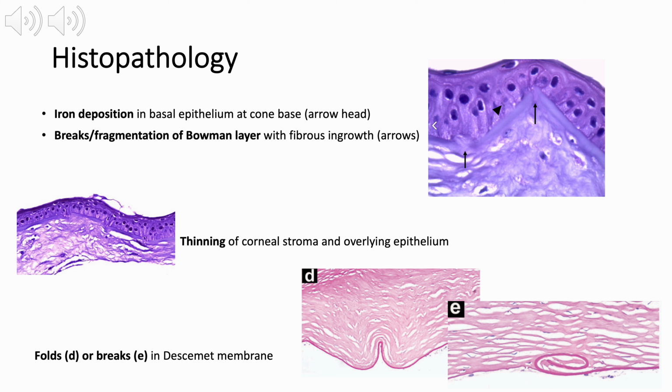In the middle picture on the left, we see thinning of both the corneal stroma and the overlying epithelium. This stromal thinning is progressive and directly responsible for the cone-shaped cornea we observe clinically. Finally, the bottom right images show the changes that can be found in Descemet's membrane, including folds labeled D and breaks labeled E. These defects are especially significant in cases complicated by acute hydrops, where tears in Descemet's allow aqueous fluid to enter the stroma, causing sudden edema. Together, these histopathologic findings explain the progressive biomechanical instability of the cornea in keratoconus.